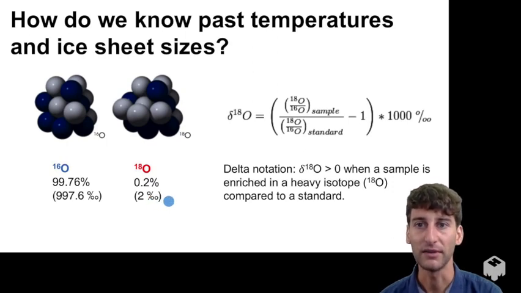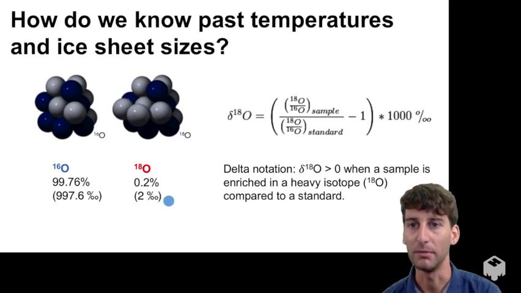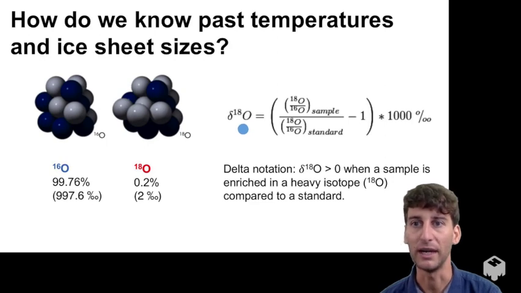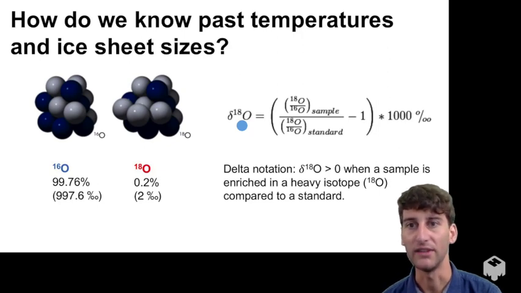And so another thing that's very common is to see differences in isotope abundances, differences in the relative amount of oxygen 18 versus oxygen 16, reported in what's called delta notation. So here you see the Greek letter delta and then 18 oxygen. And this is just a simple way to compare different abundances of oxygen 18 versus oxygen 16 in different samples.